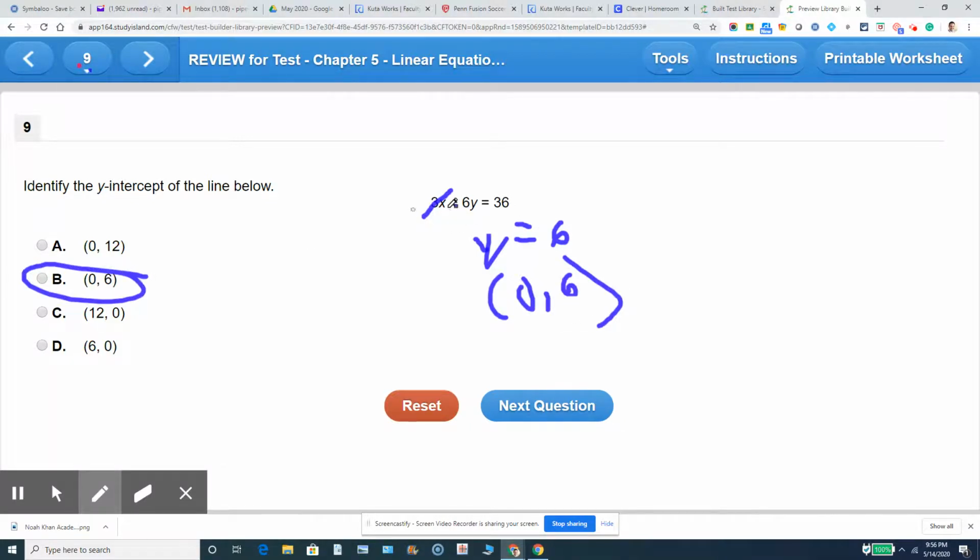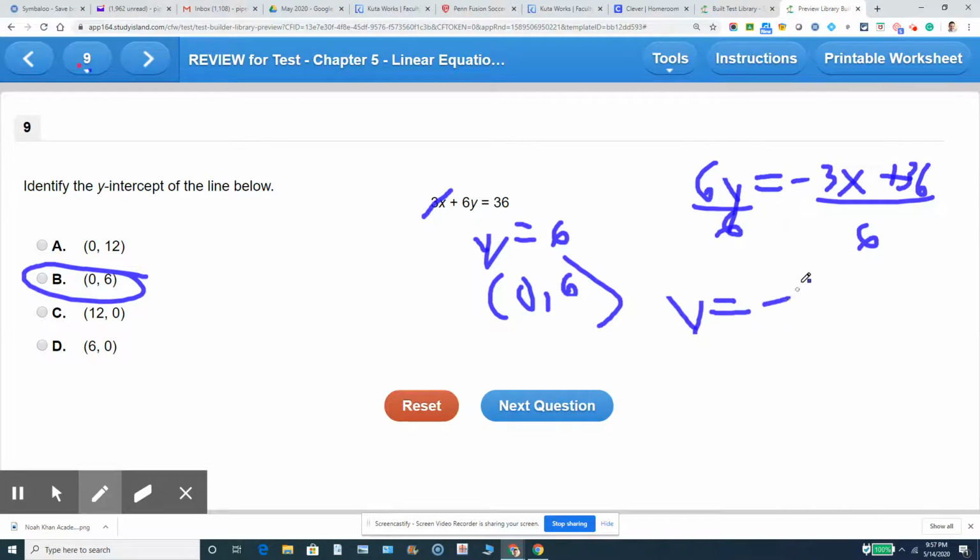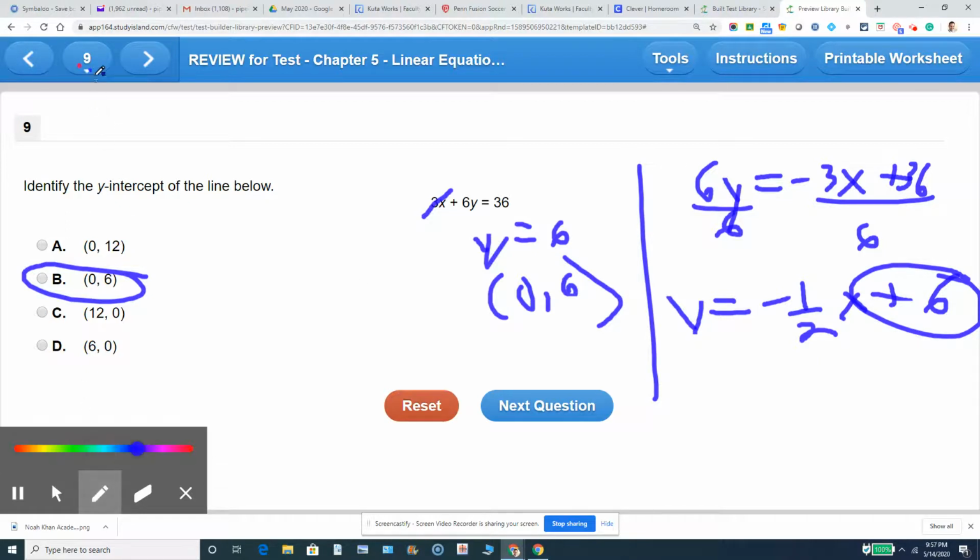But if you wanted to, you could have got y by itself, just like the last problem, except instead of the number in front of x, it would actually be the other number. That would be your b. So you could have 6y if we subtract 3x, right? 36 is right there. Then we divide by 6, and it'd be y equals negative 1/2 x plus 6. Still got 6 as the b value.